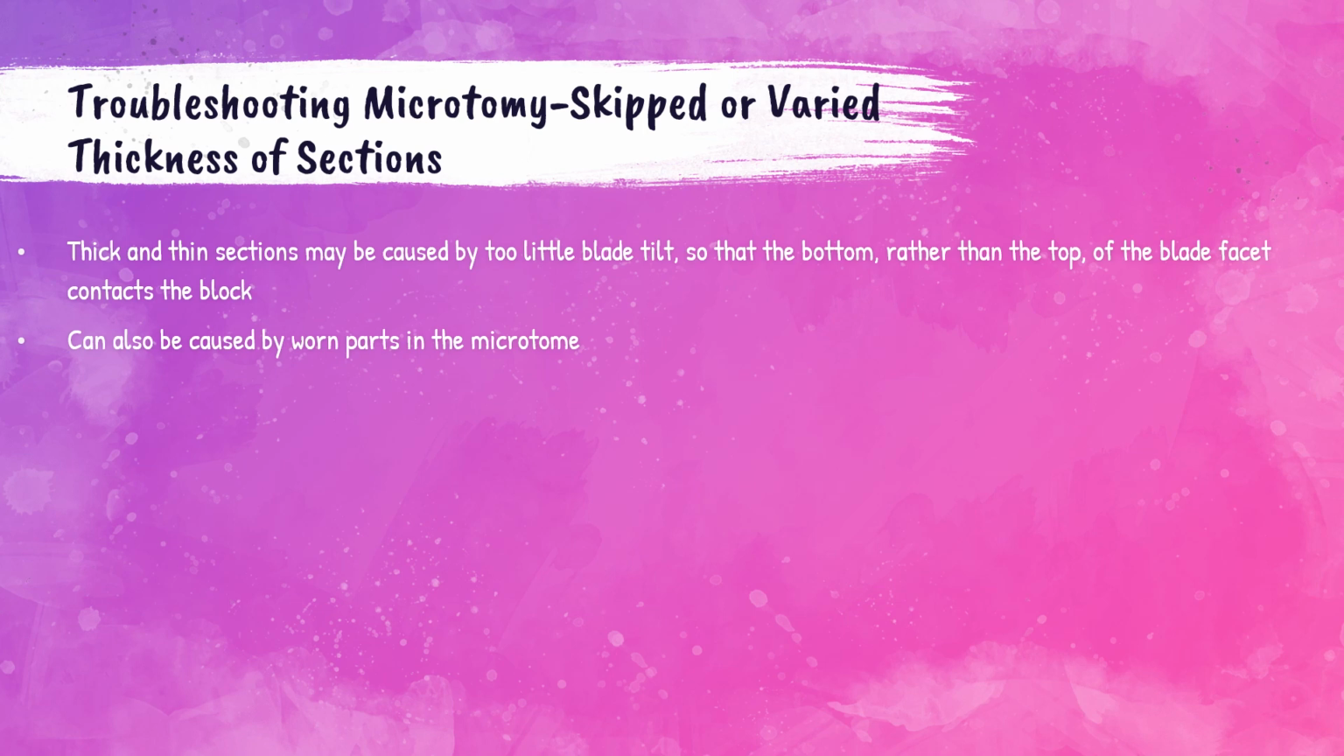Skip sections, or sections that have a varied thickness, can be caused by too little of a tilt of the knife blade. It can also be caused by the parts of the microtome just being worn out.